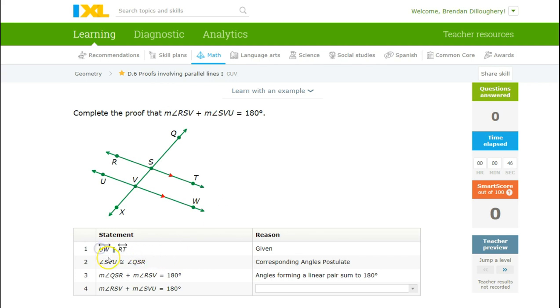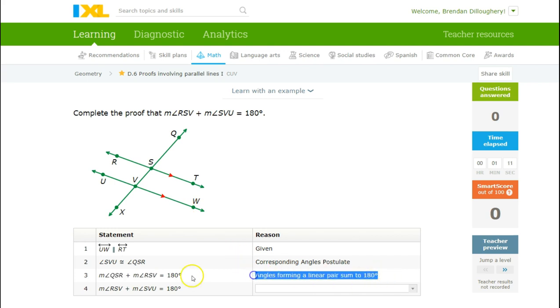So we start with parallel lines. We get then the angle SVU is the same as QSR, so that's this angle and this angle. That's our corresponding angles postulate, our one assumption. And then it says, okay, so we know that QSR and RSV add up. That's a linear pair, so QSR adds up with RSV. That's the one right next to it. So those add up to 180 degrees.